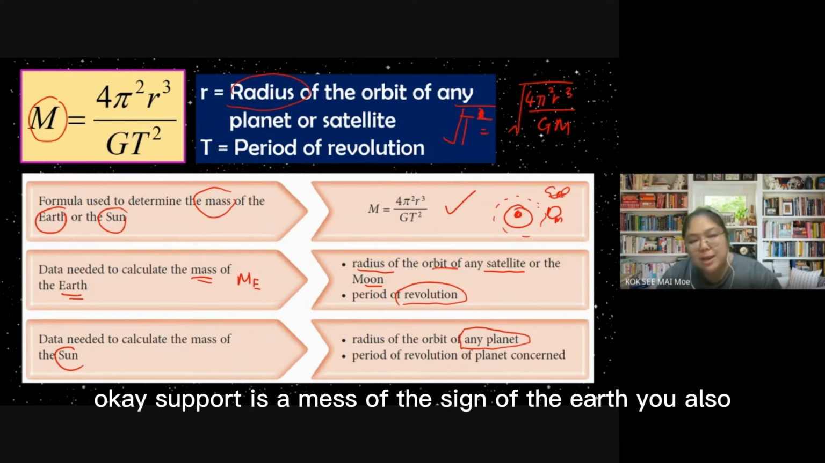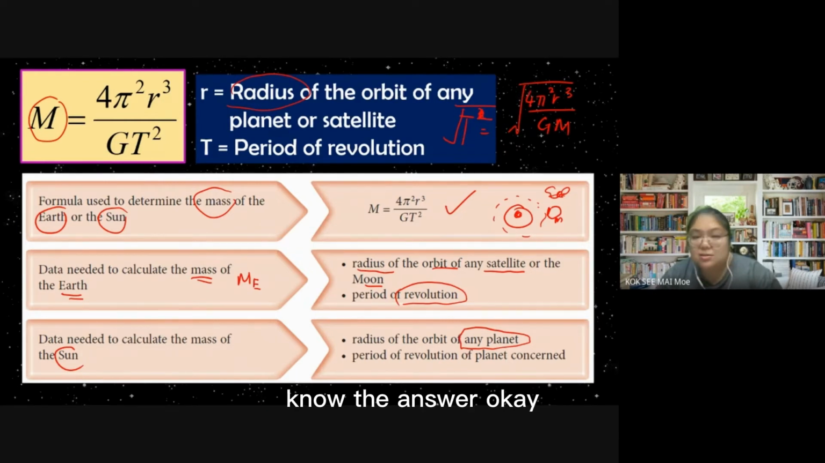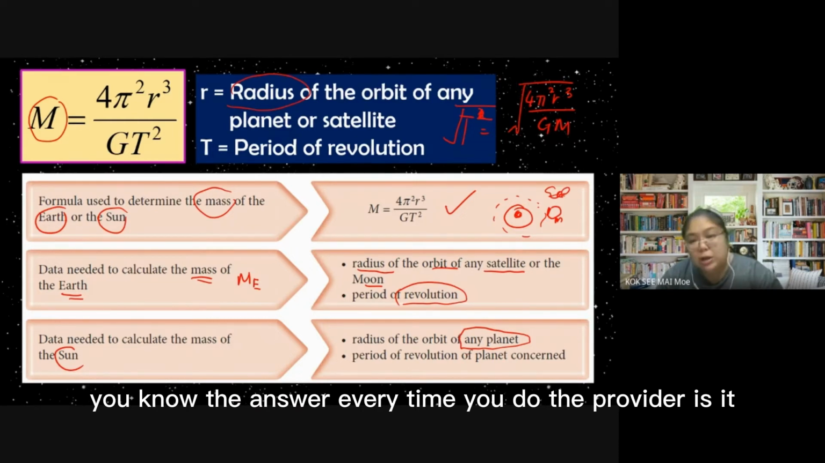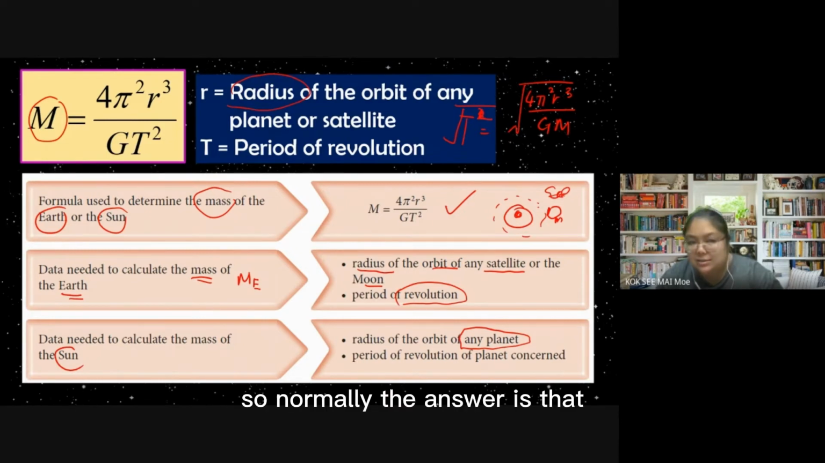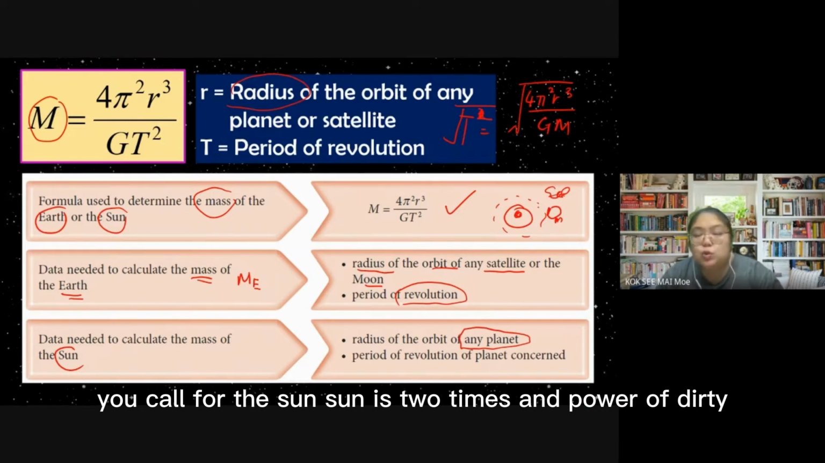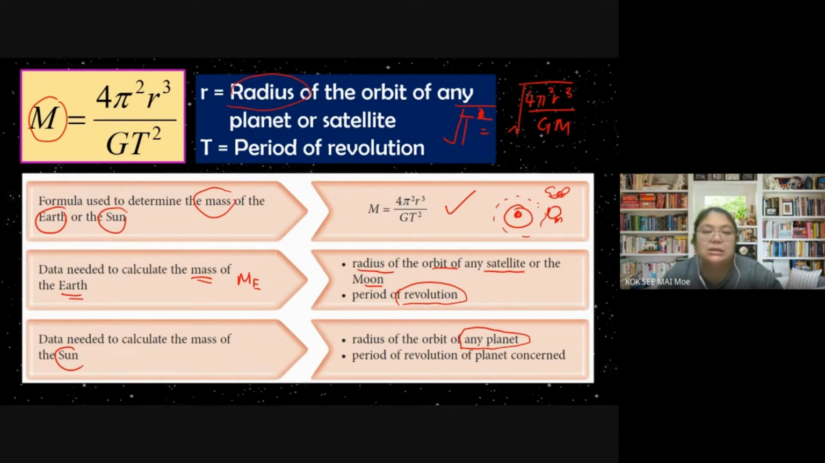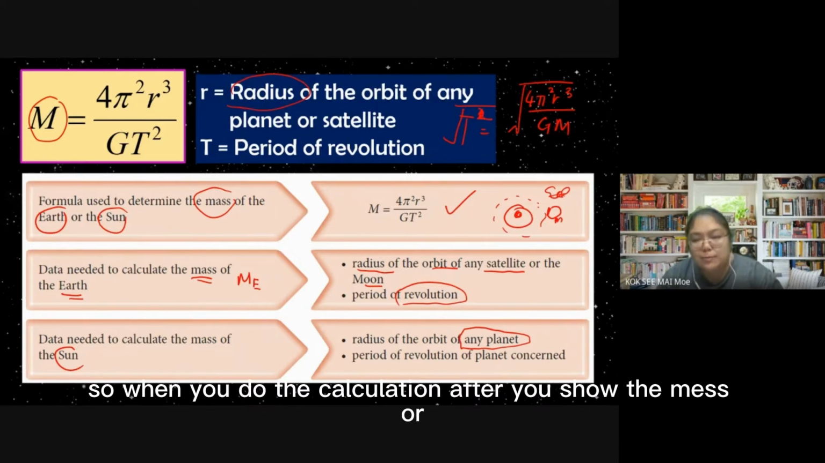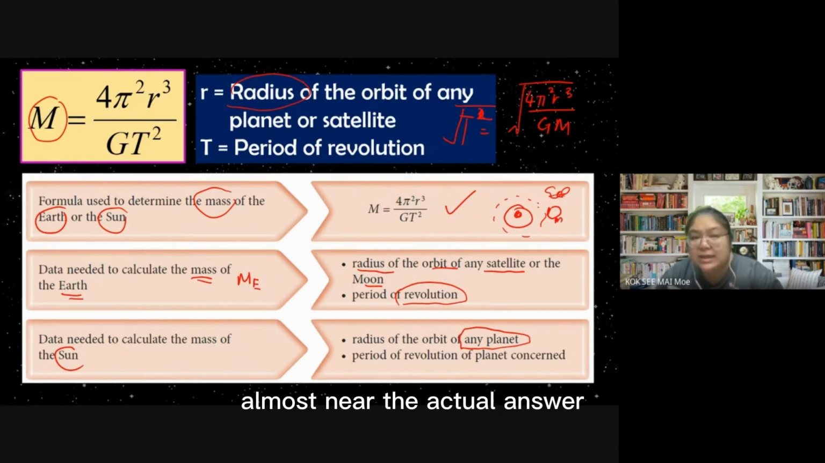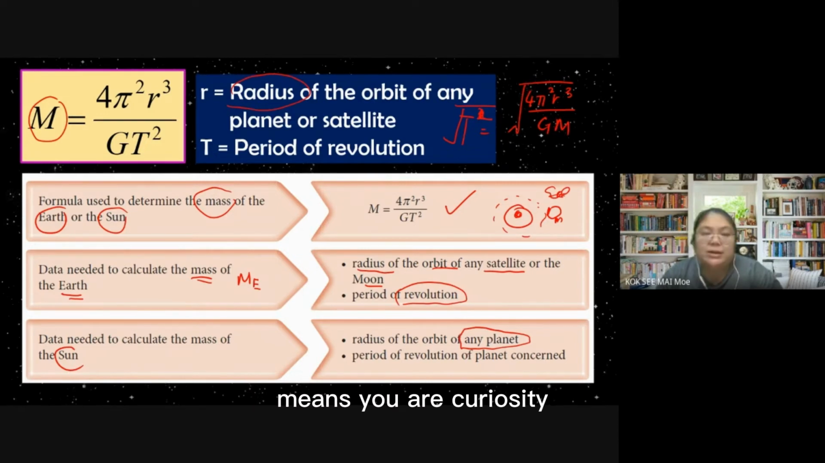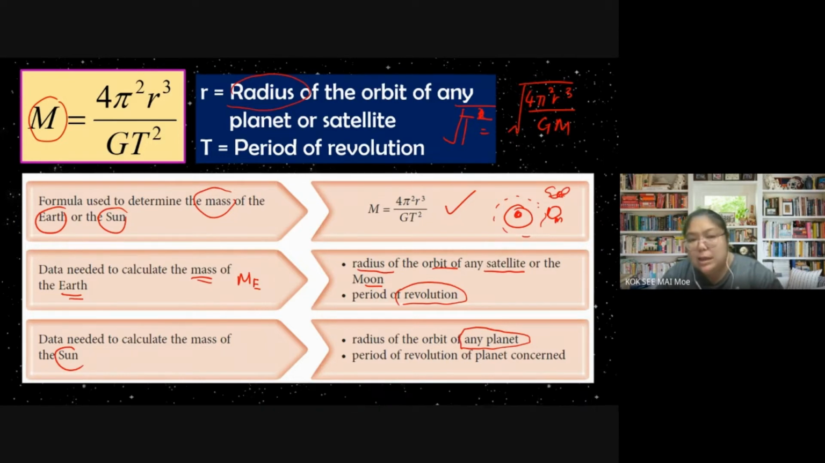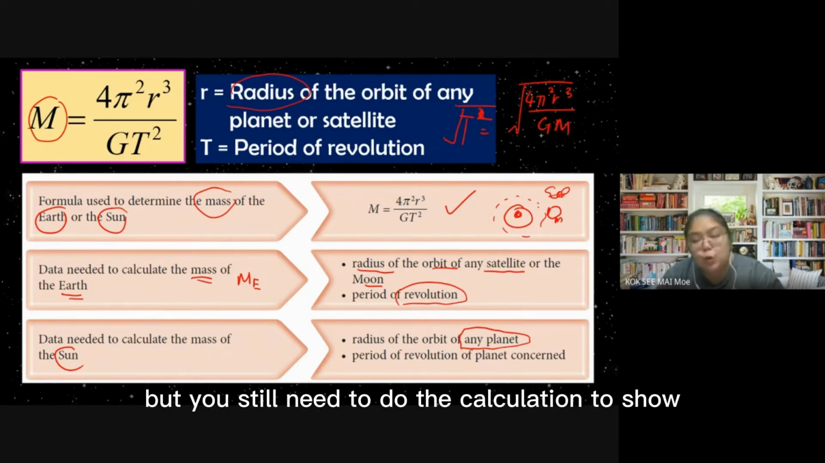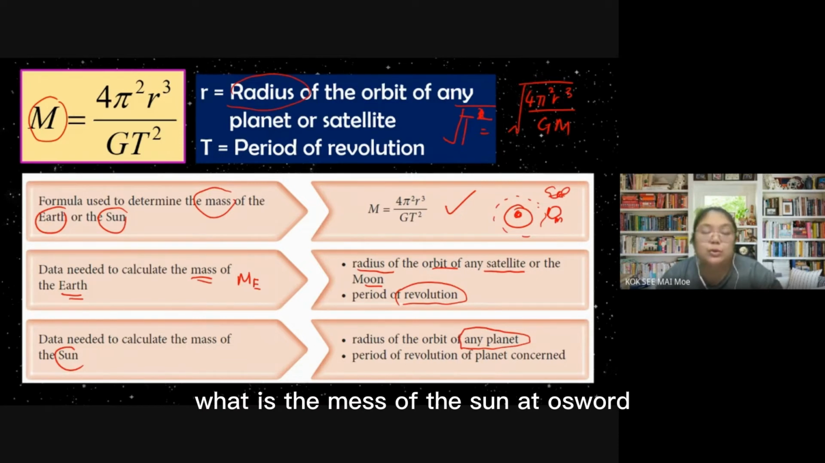Suppose it is the mass of the sun or the Earth, we also know the answer, because it is provided every time. So when you do the calculation and check, normally the answer is there. For example, the sun is 2 times 10 power of 30. When you do the calculation and get an answer almost near the actual answer, it means you are correct already. Although the question provides a formula, you still need to do the calculation to show the mass of the sun and also the Earth.